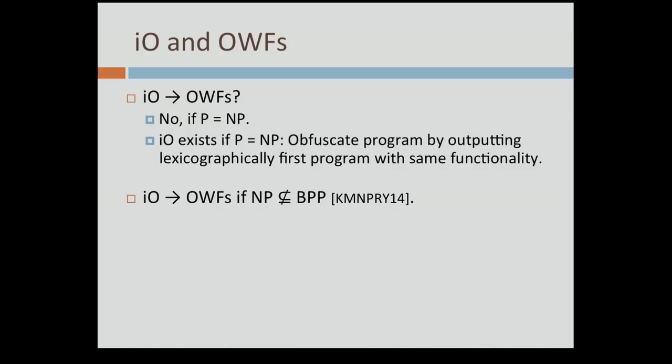But there is a result that iO implies one-way functions if what we think is true, that NP is not in BPP. And the proof is pretty simple. What am I going to make my one-way function? Well, just the obfuscation algorithm. My one-way function f of x is going to be an iO obfuscation of some program Z that's just unsatisfiable everywhere. It's a program that always outputs bot. And x is the randomness that I provide in the obfuscation algorithm. So f of x is just an iO obfuscation of this fixed program Z, where the randomness I use in the obfuscation is the input x.